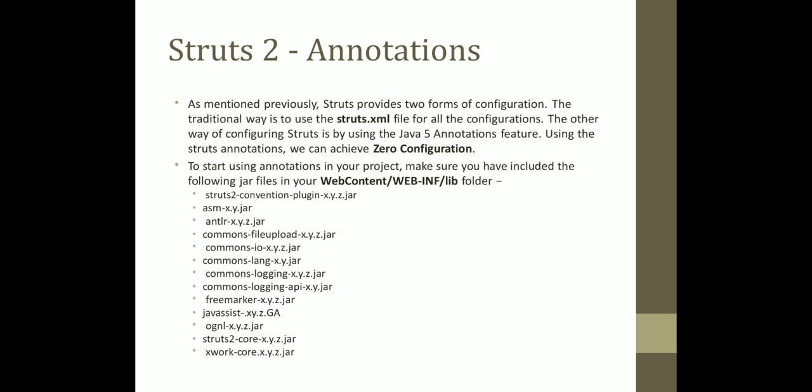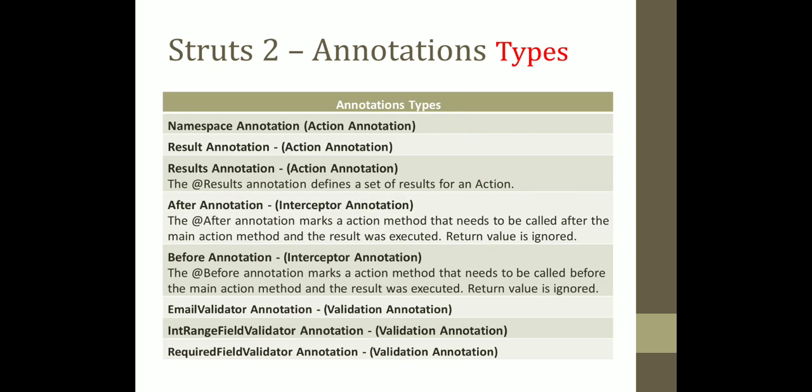Then to start using annotations in a project, we have to make sure that we have included the following jar files in the WebContent/WEB-INF/lib folder. So there is a list of a few jar files that must be included in your code or in your folder. Okay, so the folder is WebContent/WEB-INF/lib. So this is about how the annotations are created. Then we will see annotation types.